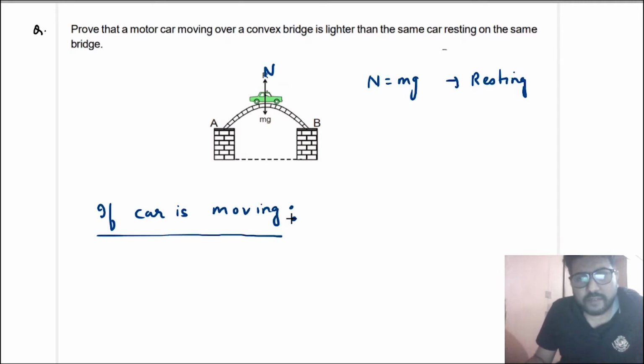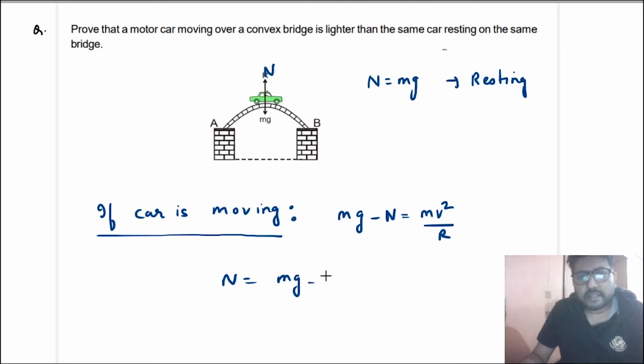in that case what will happen? If the car is moving, then it has to have a centripetal force because it is moving in an arc, right? So if it has to have a centripetal force, now the center is in this direction, so the gravitational force is providing the centripetal force. So you will write mg minus N has to be equal to mv square by r, where v is the velocity at this point, right? So from this you will get N is equal to mg minus mv square by r. So you have proved that when resting N was mg, moving N is less than mg.